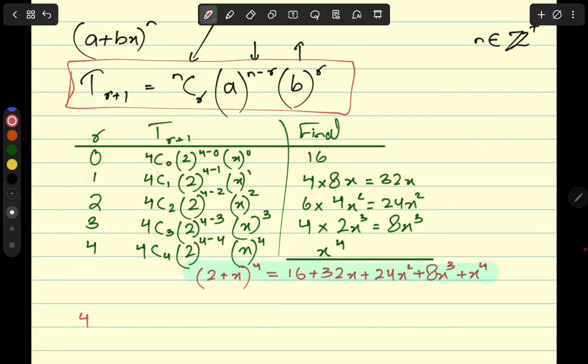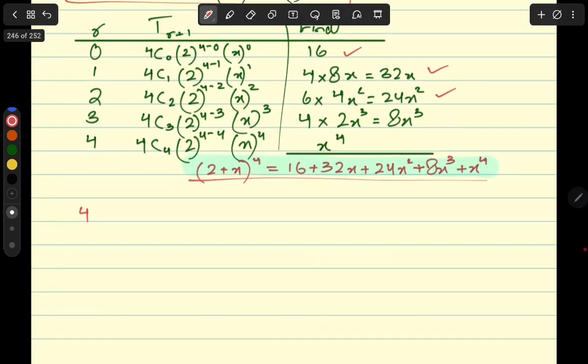So the first one is going to be T r plus 1. When r is 0, this is just going to be 4C0, 2 to the power 4 minus 0, x to the power 0, and so on. So we are going to get 16, 32x, 24x squared, and so on, and when we sum them all up, we are going to get this result.